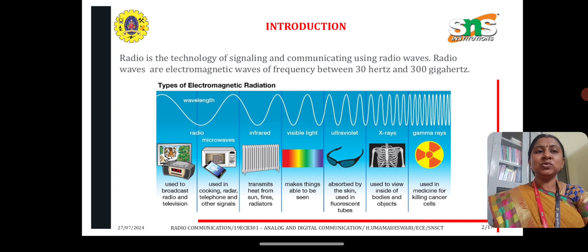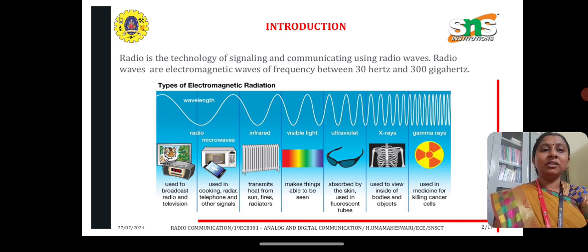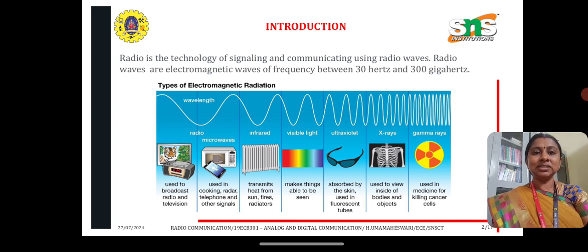These are the various types of electromagnetic radiation, where first we have the radio waves, then microwave, infrared, visible light, ultraviolet, X-rays and the gamma rays. Each type has its own frequency range.